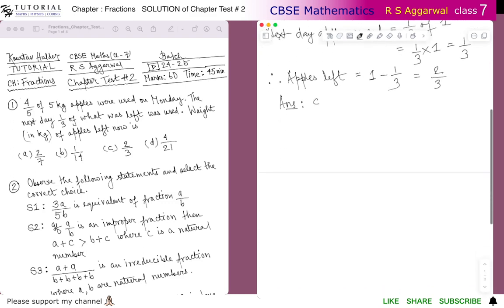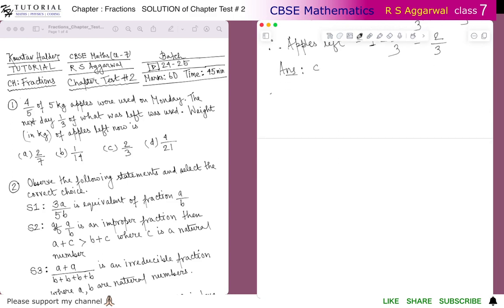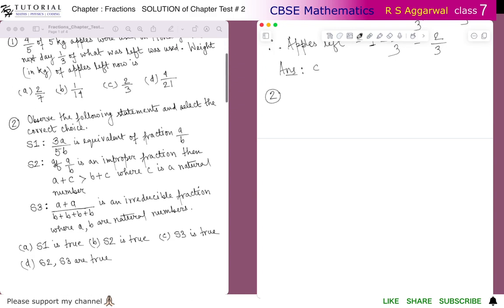Okay, let's do the next problem. So it says, observe the following statements and select the correct choice. So we are given 3 statements, S1, S2 and S3, and we have to check whether these statements are correct or not, and based on that we have to select the correct choice. 4 choices are given, A, B, C, D.